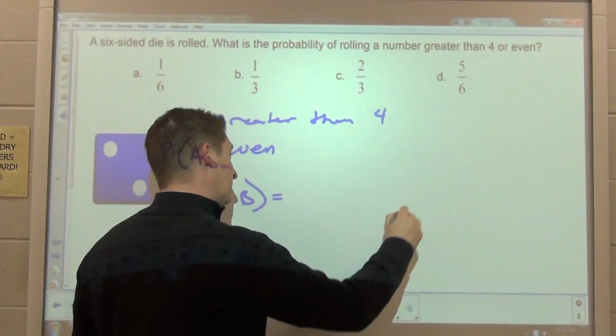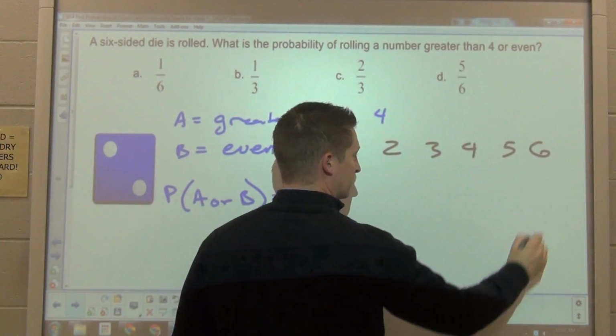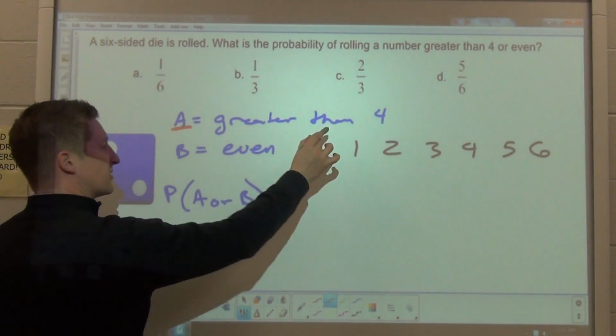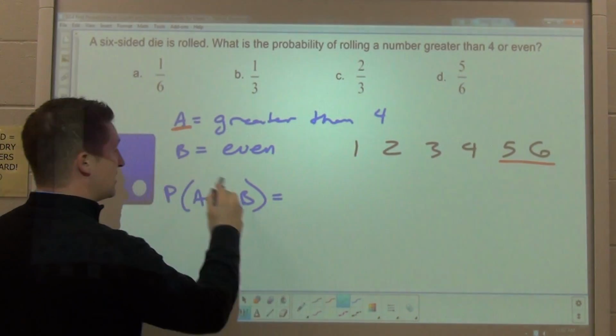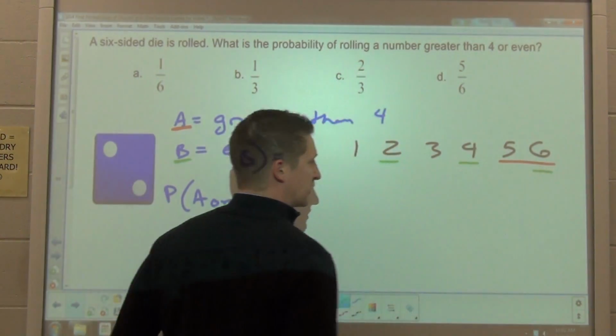If I were to draw out my options again, because it's just 6 options, it doesn't take too long to write those out. And then I think about, let's see, event A is numbers that are greater than 4. Well, that'd be 5 and 6. There they are. Event B, we're looking at even numbers. So that'd be a 2, 4, or 6.